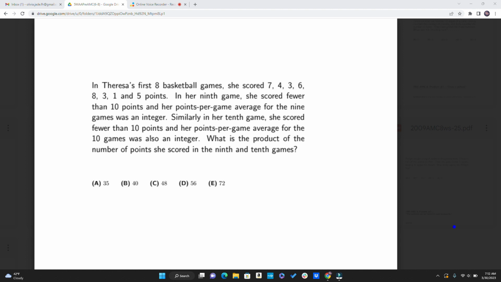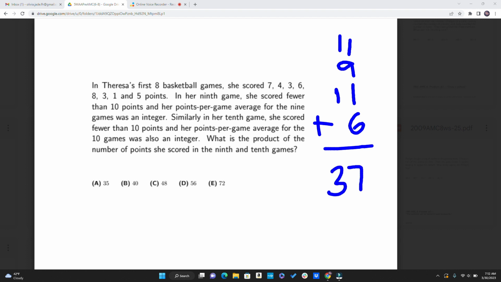Alright, so let's look at her total score after her first 8 games. We know she scored 7, 4, 3, 6, 8, 3, 1, and 5. That's a lot, so let's do some addition. 7 and 4 would make 11. 3 plus 6 is 9. 8 plus 3 is another 11. 1 plus 5 is 6. So adding up those points, we get 20 plus 11, that's 31, plus 6 is 37 points. Okay, she scored 37 points.